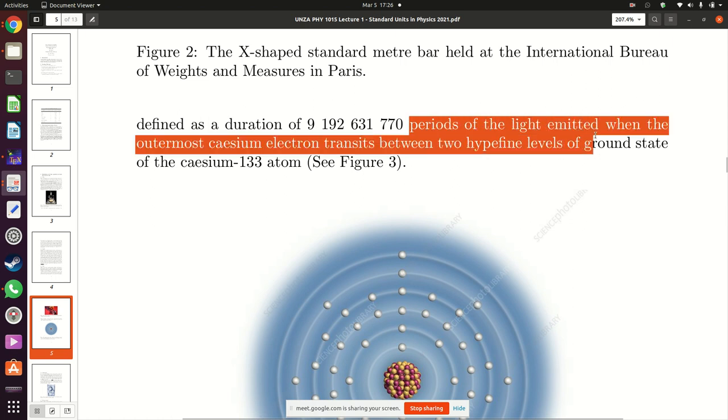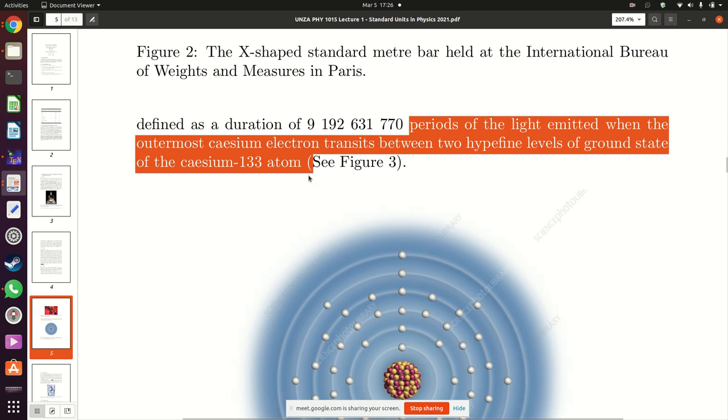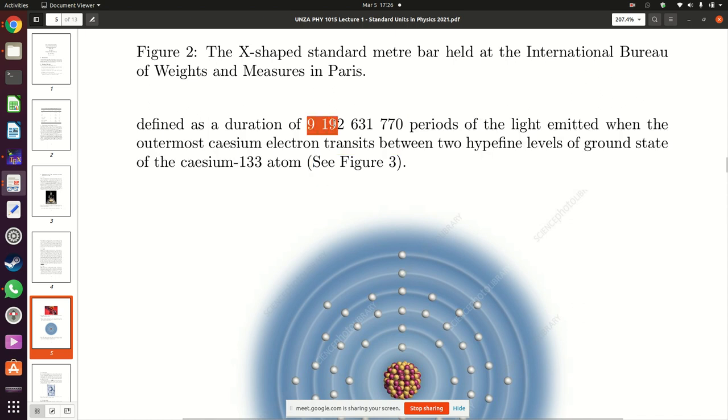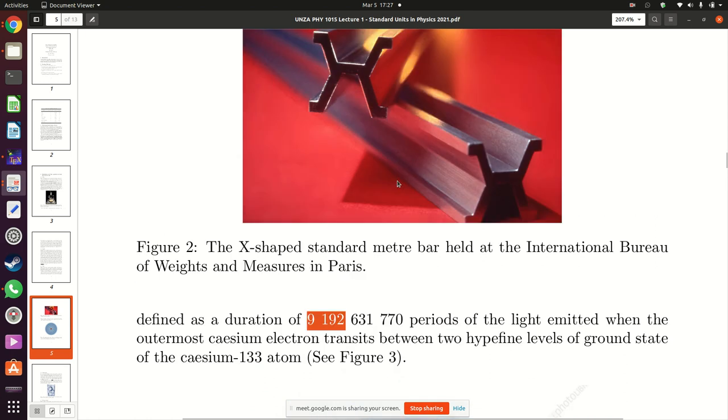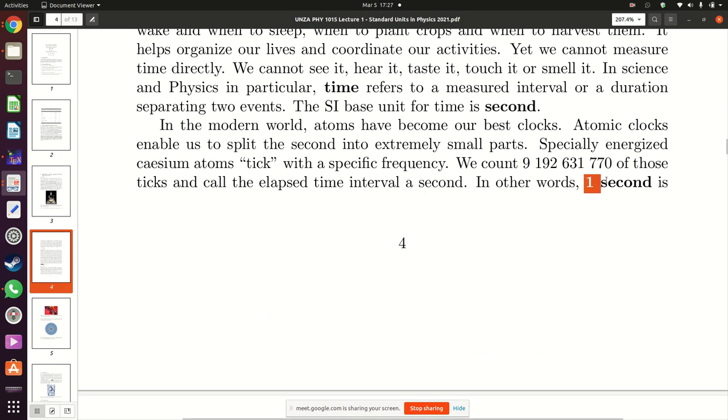Period of light emitted when the outermost cesium electron transits between two hyperfine levels of ground state cesium-133. So when this outermost electron changes state, comes down, it emits light. That light it emits has got a very small period. That period of light emitted by this electron as it moves between two energy levels, times 9,192,631,770, this is what is defined as 1 second.